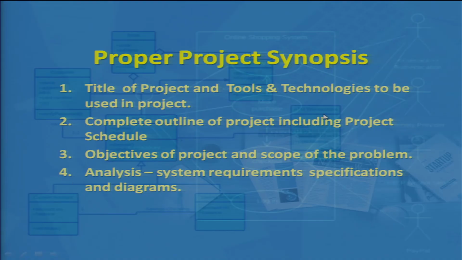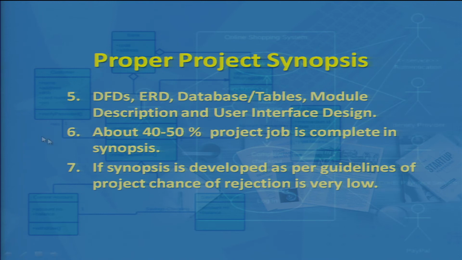And a proper project synopsis should obviously have your project title. It is already mentioned in the project guidelines, so I am just repeating it here. So, project guidelines, the tools and technologies you are going to use, a complete outline of your project including project schedule, objective of the project and scope of the problem which you are dealing with, and analysis of the system that includes SRS as well as different analysis diagrams, DFD, ERD, database tables, modules, descriptions and user interface design.